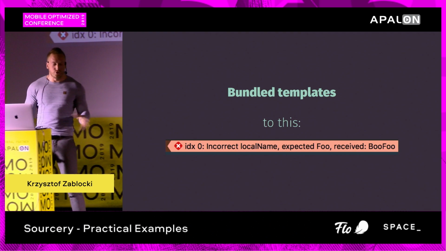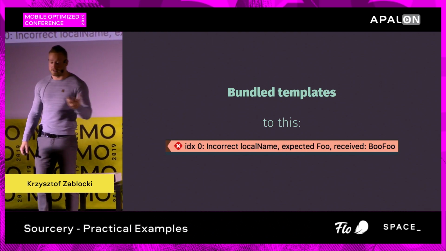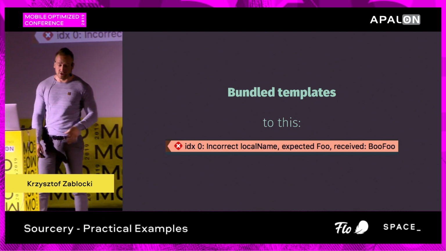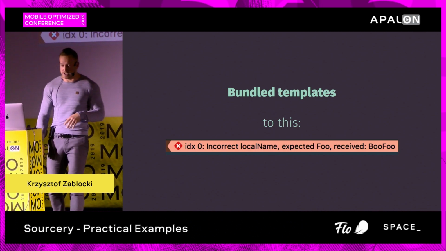So this is actually comparing two arrays, and it tells you that the object at the 0 index has the wrong property, and it gives you the exact name, which is very convenient. Sorcery uses that in every single test, and it's really easy to integrate into your own project as well.